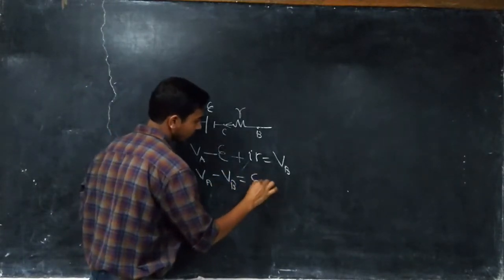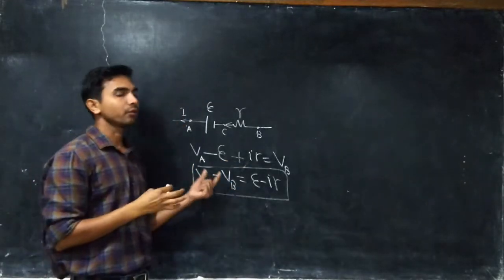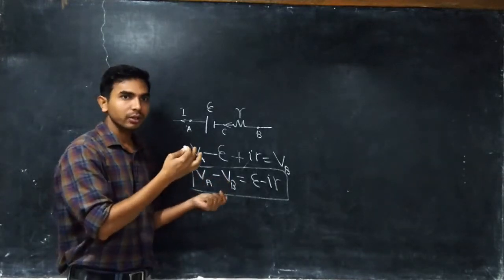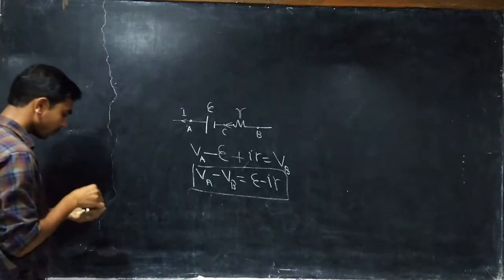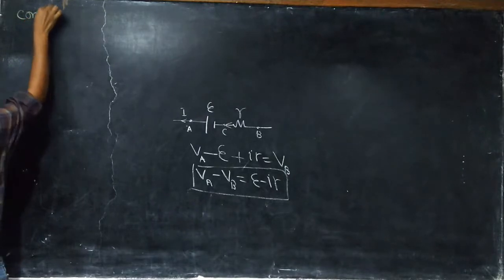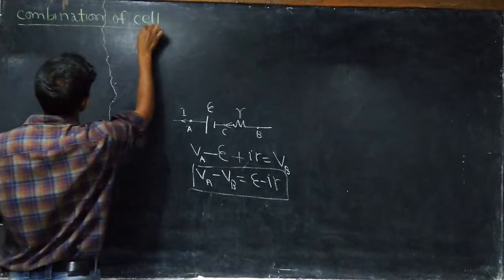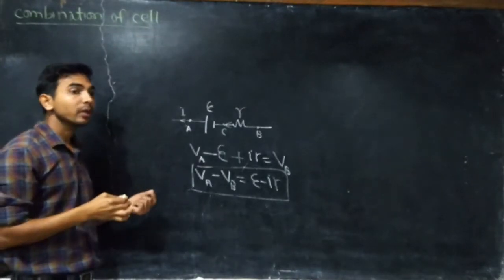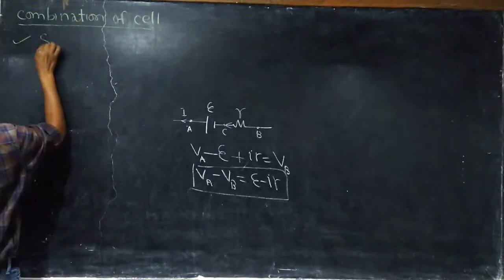So further we can write like this. This one is useful to calculate equivalent cell and something like that, okay? That's why I explained this one. And now, first, combination of cell. We will study combination of cell. Basically there are two types of combination of cell. One is parallel combination, another is series combination. So first I will discuss series combination of cell, right?